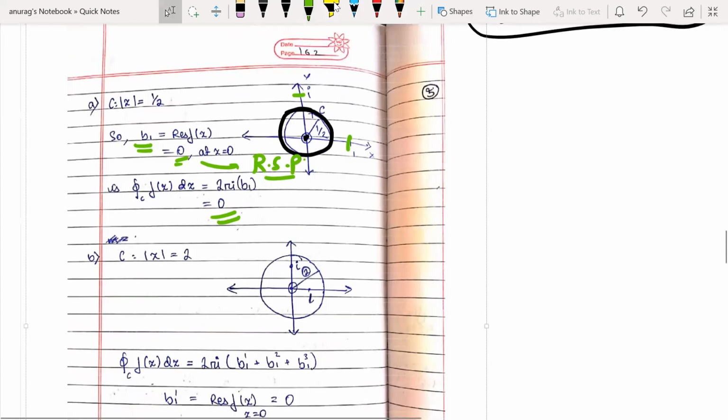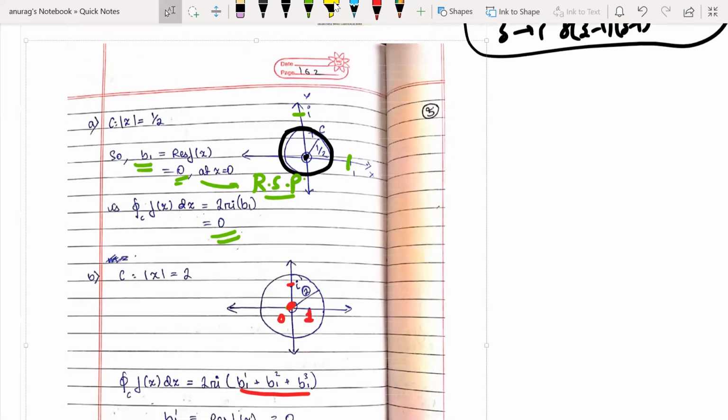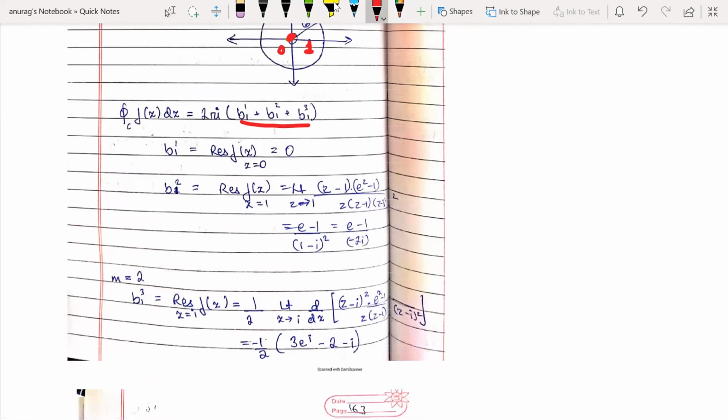In the second part, when mod z equal to 2, all the 3 singularities are lying inside the circle: 0, i, and 1. So you have to find all the 3 residues, b11, b12, b13. b11 is the residue of f(z) at z equal to 0. It is 0 due to a removable singular point. Then at z equal to 1, you have to apply the formula for a simple pole, limit z tending to 1, (z minus z naught) f(z). And you can see that this is e minus 1 upon minus 2i.